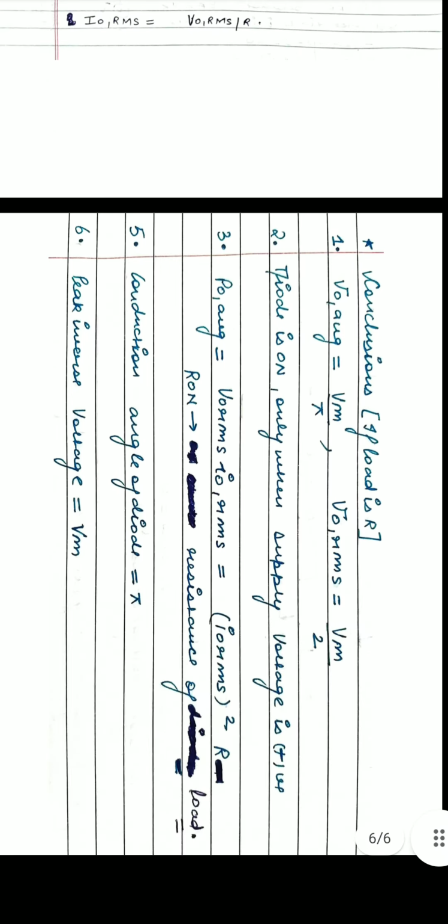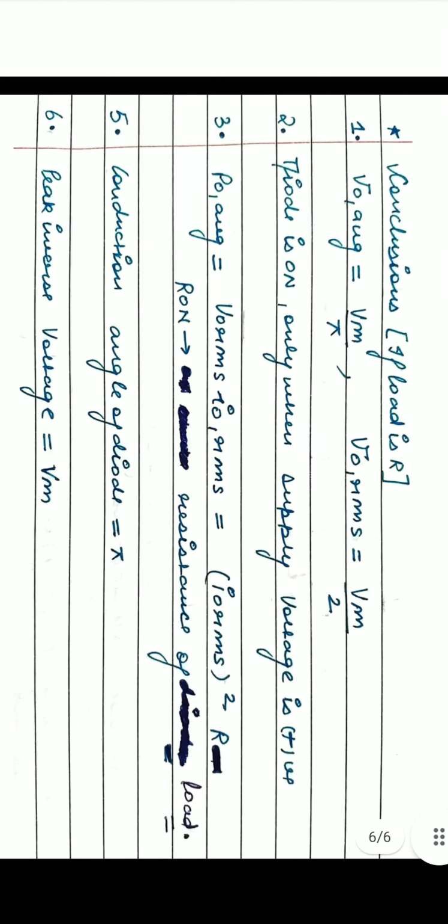Now there are various conclusions. If you don't want to remember all these derivations and waveforms, you can understand them in one go and just learn these conclusions. These conclusions are very important. The first conclusion is V naught average, which is nothing but Vm by pi, where Vm is the peak value of the sinusoidal input supply.